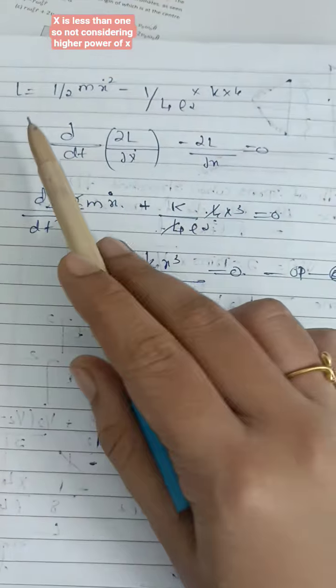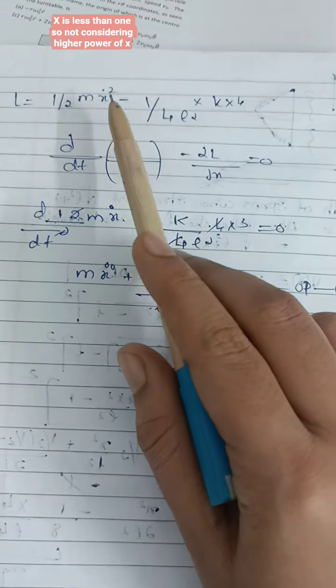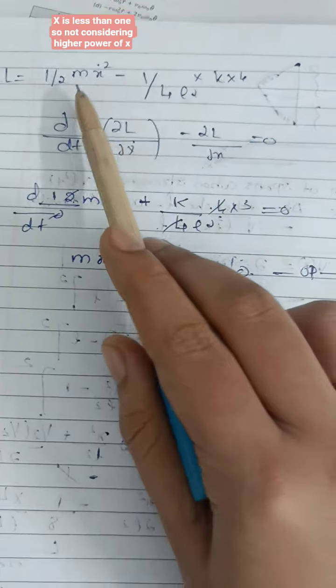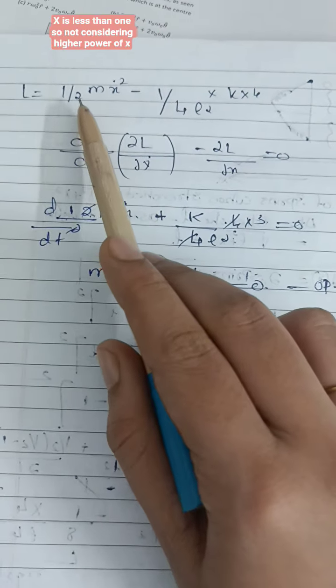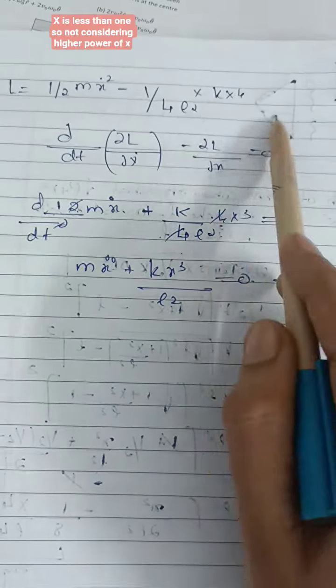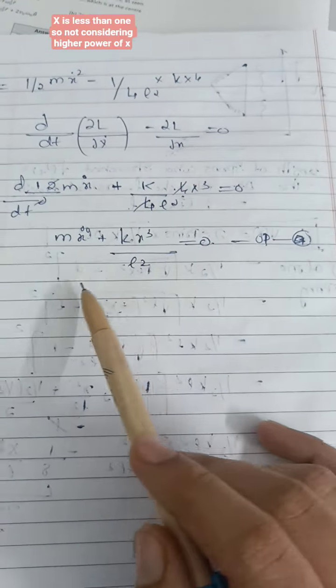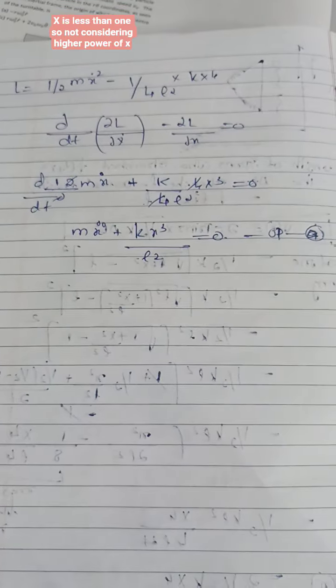So the Lagrangian will be the kinetic energy minus the potential energy. The kinetic energy will be half of m S dot square, and the potential energy will be this. Taking the Euler-Lagrange equation we will obtain this, and simplifying, we obtain this as the final answer.